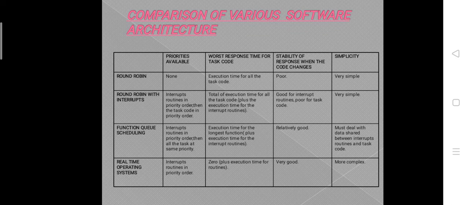In RTOS, routines in a priority order, that means priorities are available. Next, response time is 0. Then stability is very good for RTOS, and for the complexity or the simplicity, we can consider that RTOS is a little bit complex as compared to the other, previous three software architectures.